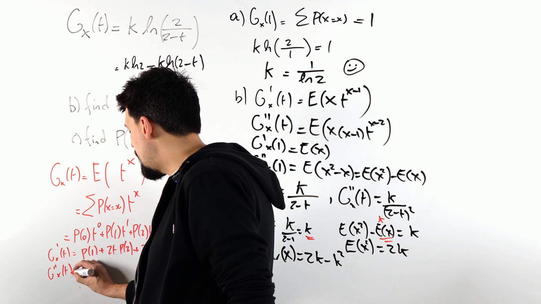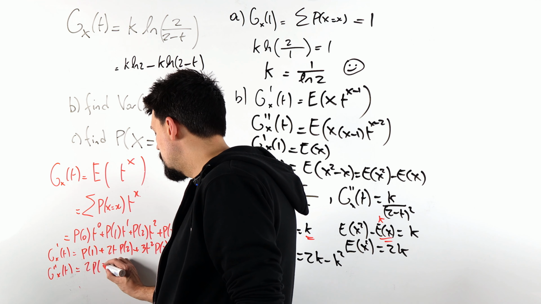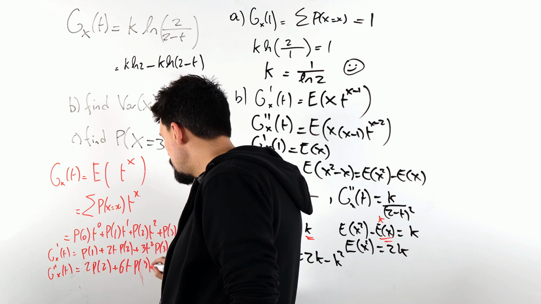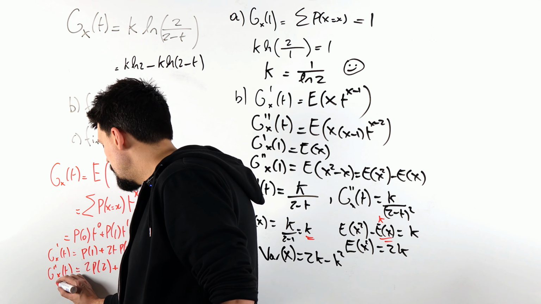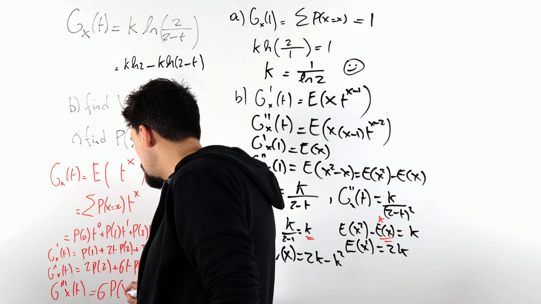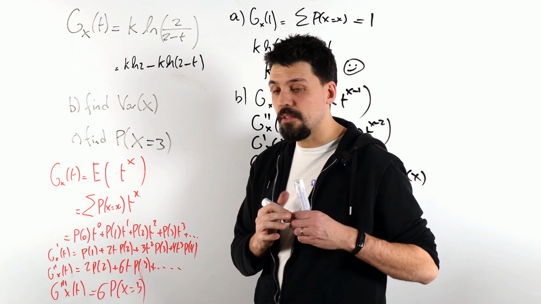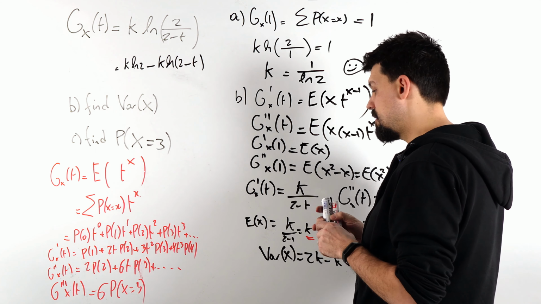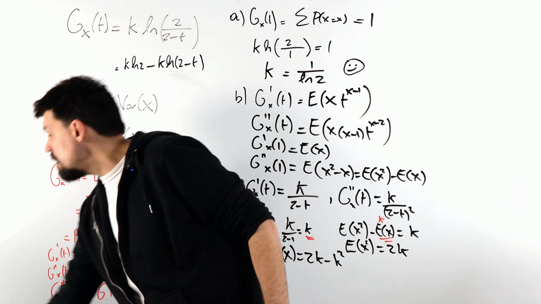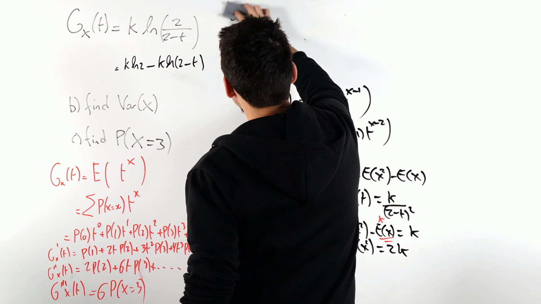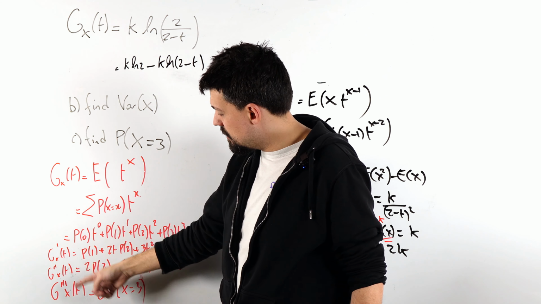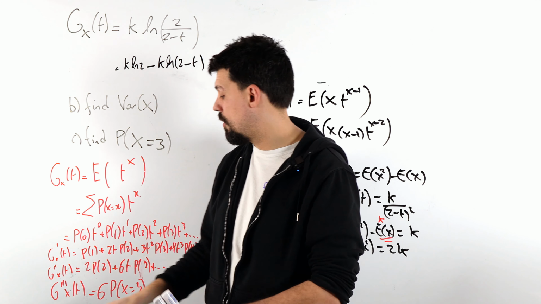Well, let's differentiate again. That goes away. I get 2 p of 2 plus 6t p of 3 plus and so on. And finally, differentiate a third time, I get 6 times the probability that X is 3. So what we are going to want to do is differentiate a third time. And this is how the probability generating function generates probabilities. You keep differentiating it and plugging in 0, and you will start getting your probabilities coming out.